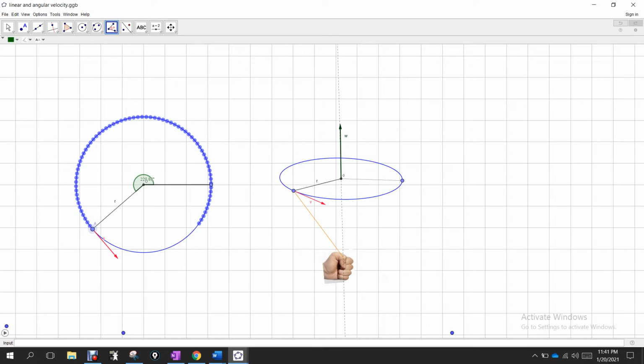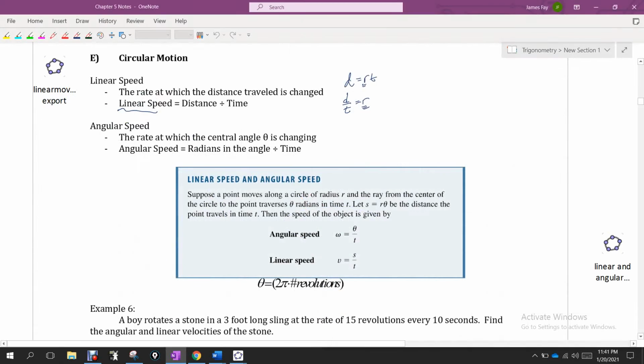Then I can take that distance and divide it by time, and that will tell me how fast that object was moving in that circular motion. And that's what we're getting right here when we say linear speed. It's s, which is arc length, divided by the time that arc length was generated in that applet, and that will give me linear speed. We denote linear speed with v.